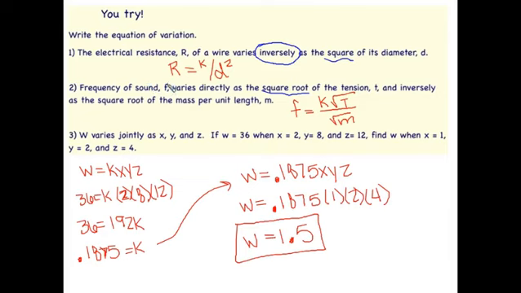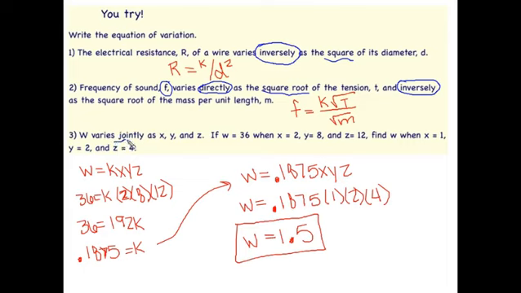Number 2, the frequency of sound, F, varies directly, so we should be thinking multiplication of the square root of the tension, and inversely, so we need to divide by specifically the square root of the mass per length m. So F is equal to our constant times the square root of the tension, but inversely meaning divided by the square root of the mass. So this is our little general formula we could have for this instance.